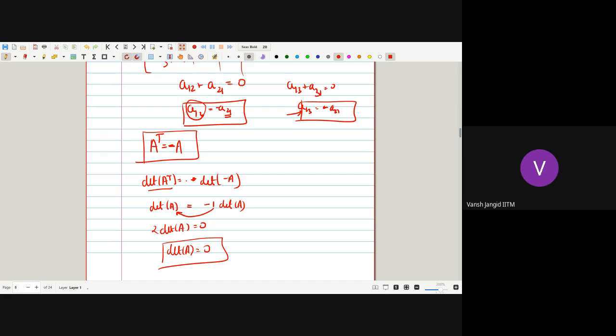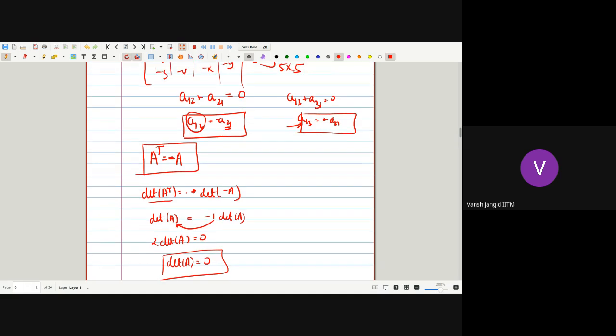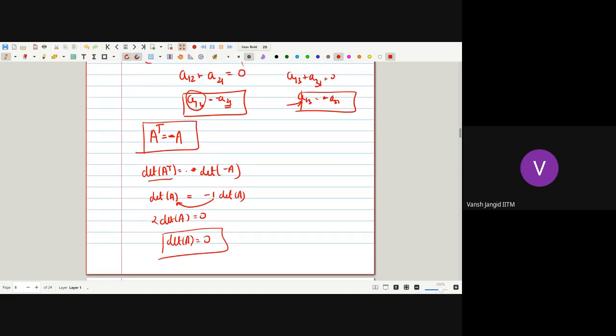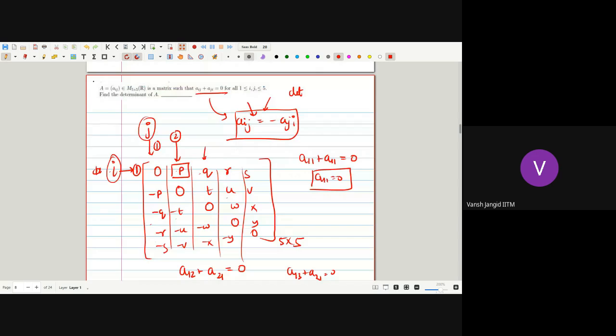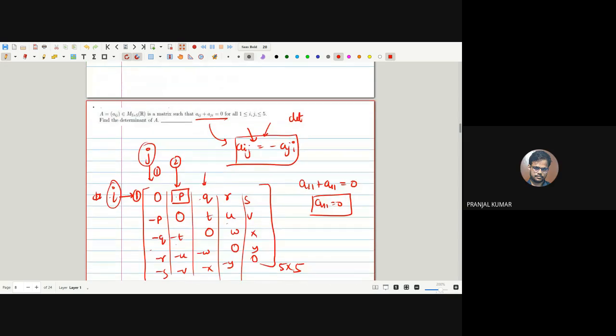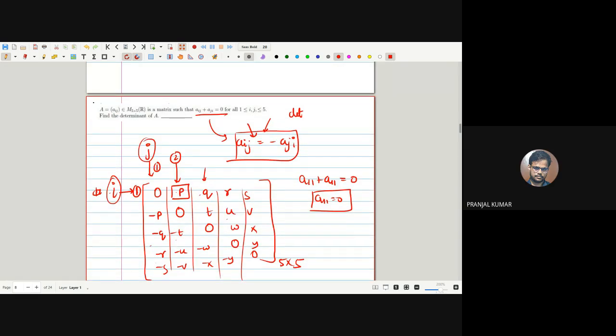Yeah, I thought of an edge case here. Given the condition, if we have a zero matrix, it will also satisfy the whole condition, and the determinant of a zero matrix is also zero, so we can directly write the answer as zero. No, see, you are trying to generalize it because that is a unique matrix.